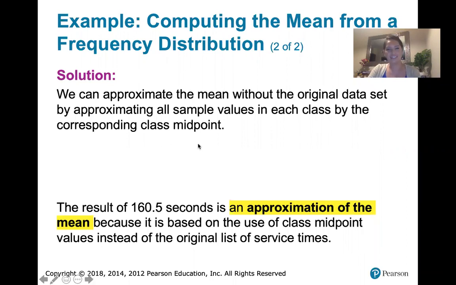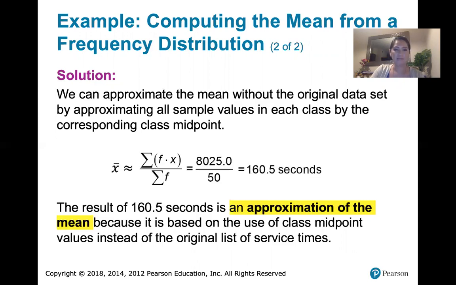So there's a lot of text on this slide, but it's just summarizing what we've just talked about. We're approximating the mean without the original data set by approximating all the sample values in each class by the corresponding class midpoint. Like, I don't actually know the value, but I bet it's close to this midpoint. So then we multiply by the frequency to get an approximation of the sum of the values in that class. And then we add up the sums for all the classes, and that's an approximation of the sum of all of the values.